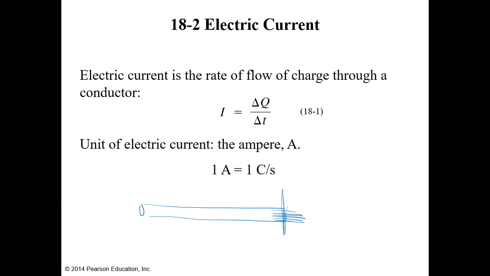We measure electric current in the unit called amperes, or for short we often call them amps. And since current is defined as the amount of charge passing through per unit time, 1 amp would be equivalent to 1 coulomb divided by 1 second.